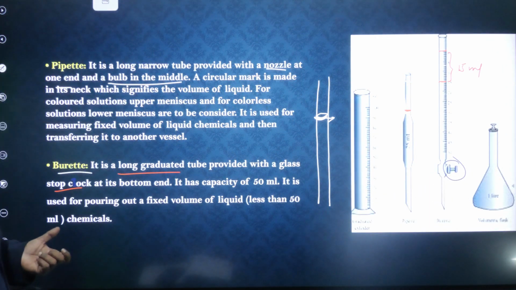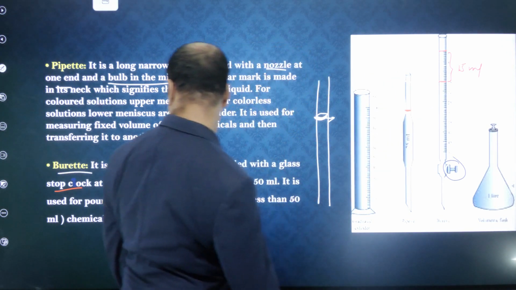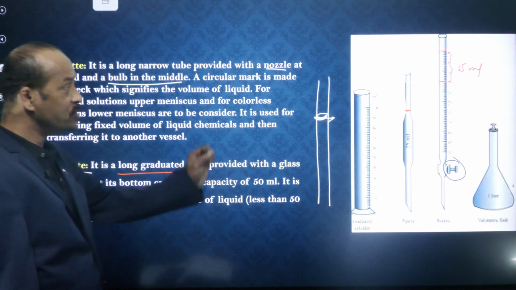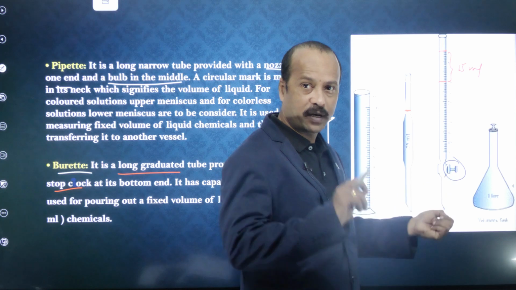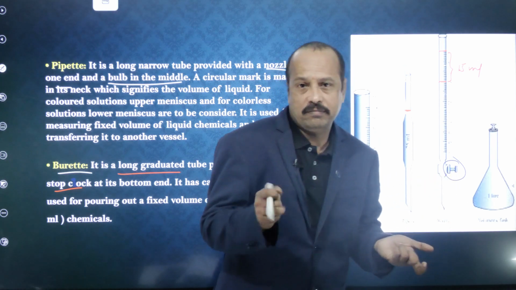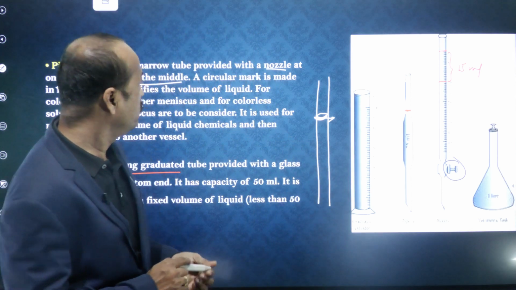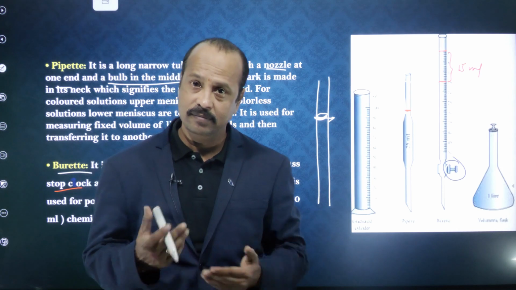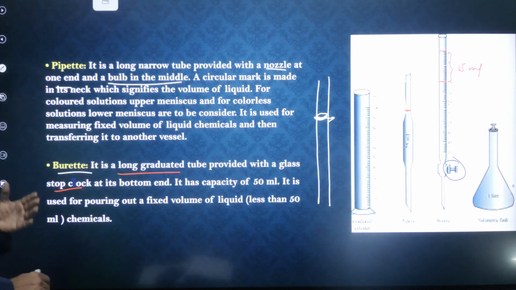It has a capacity of 50 ml. So, you can see this is 50 ml, right? So, a 50 ml reading is there. It is used for pouring out a fixed volume of liquid. How much I want to pour, exactly that much only I can pour it, and then I can close the stopcock, right? So, this is also one of the most important apparatus which we use in the chemistry lab. Okay, so let's go through this one.